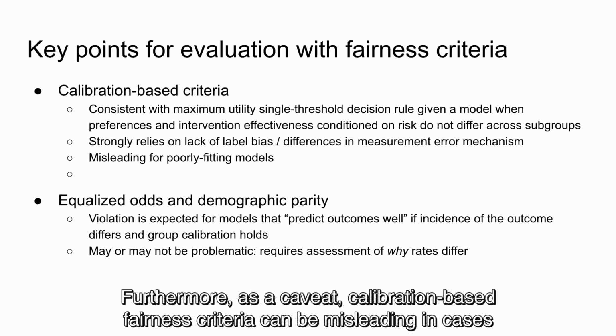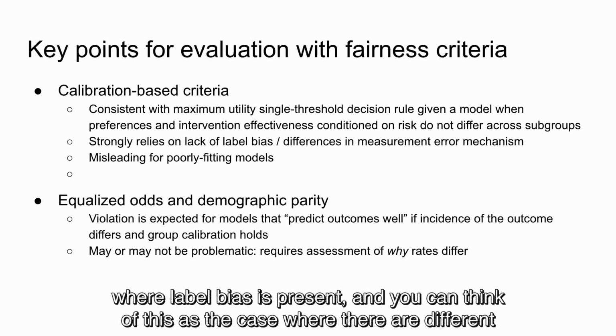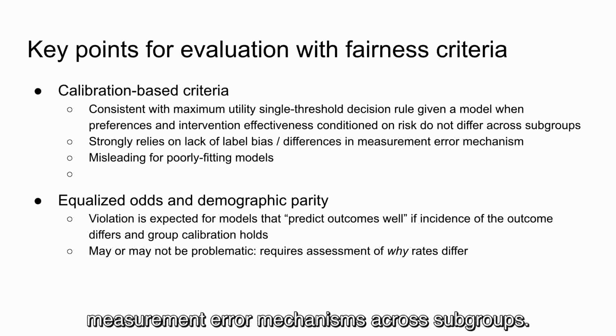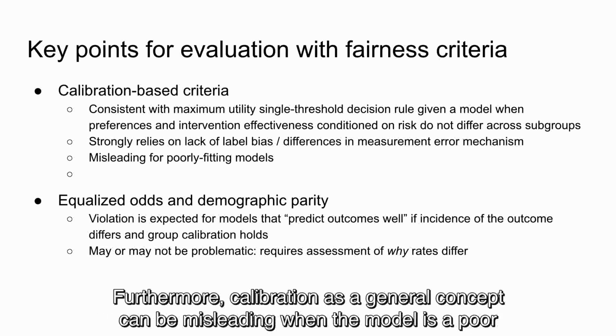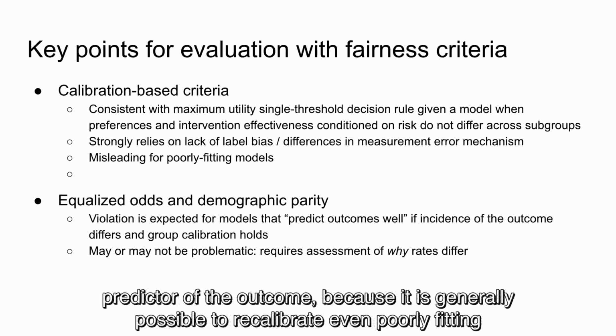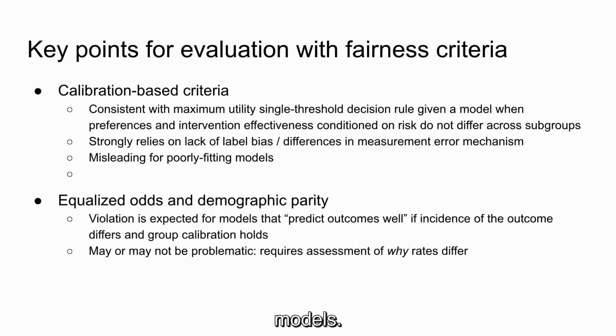Furthermore, as a caveat, calibration-based fairness criteria can be misleading in cases where label bias is present, and you can think of this as a case where there are different measurement error mechanisms across subgroups. Furthermore, calibration as a general concept can be misleading when the model is a poor predictor of the outcome because it's generally possible to recalibrate even poorly fitting models.